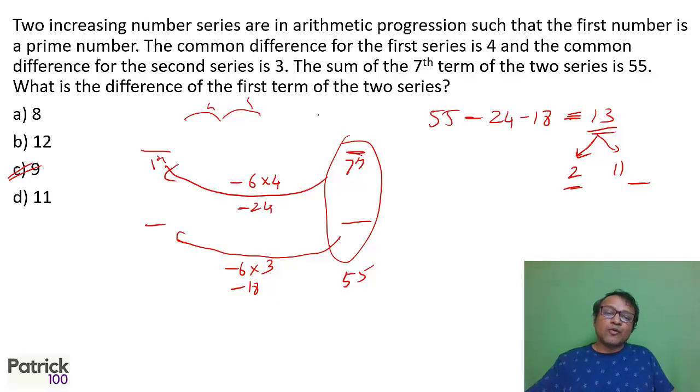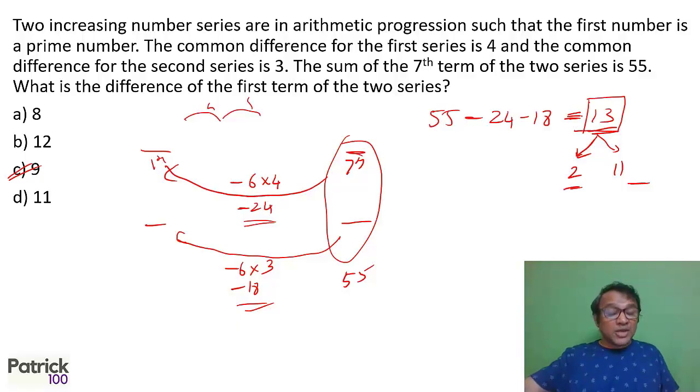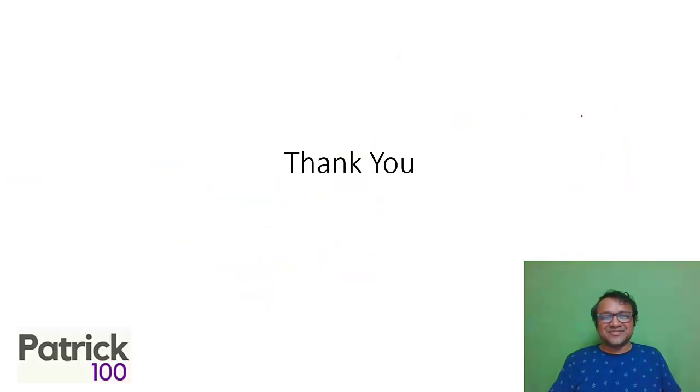The sum of 7th terms is 55. If you want to go to the first term, subtract 6 terms: minus 24 from the first, minus 18 from the second. So total minus 42, which will give you the sum of first terms as 13. And the only possible combination is 2 and 11, because one will be even and the even prime number is only 2. From that we get the difference in the two series is 9. Thank you.